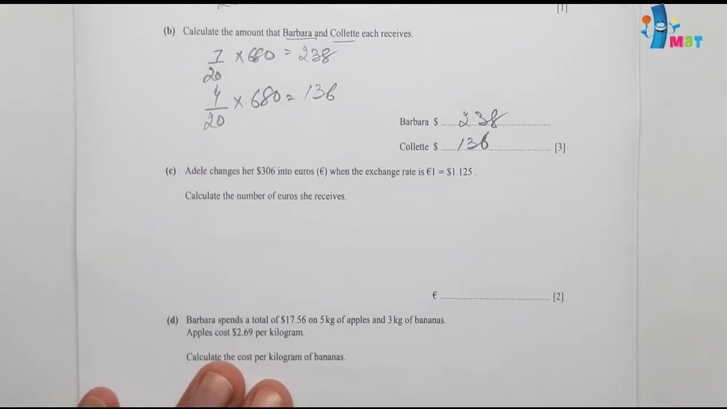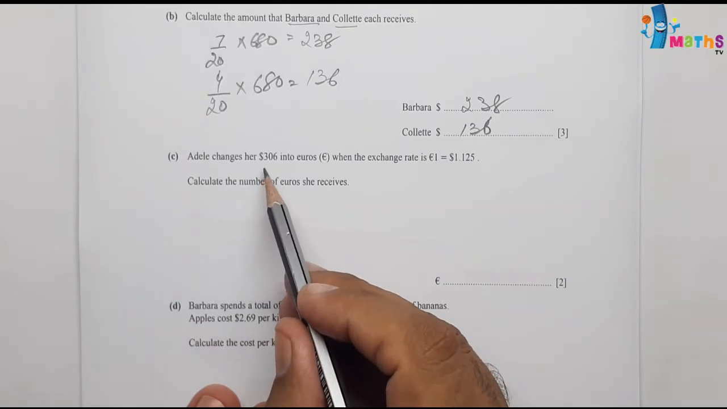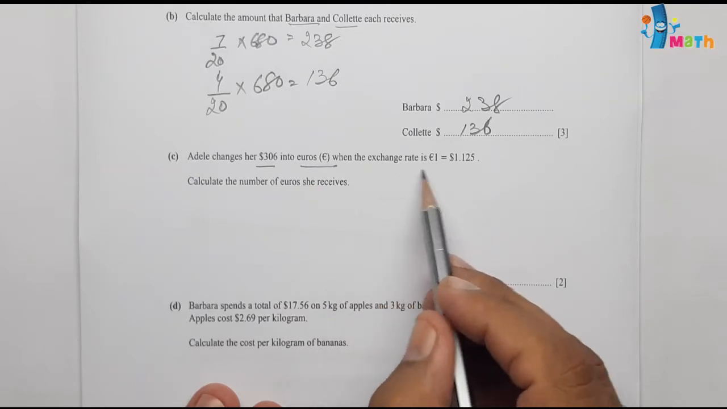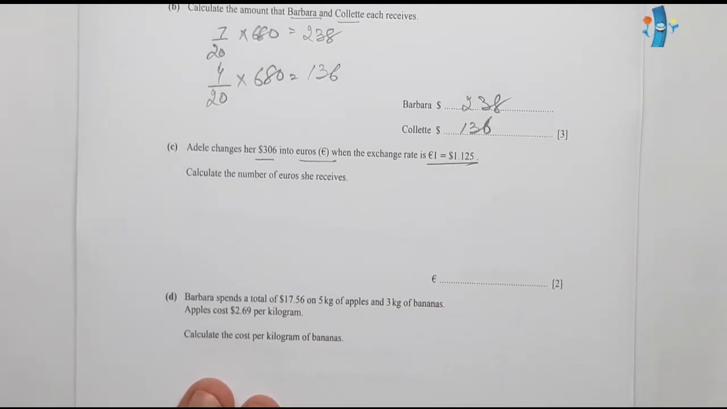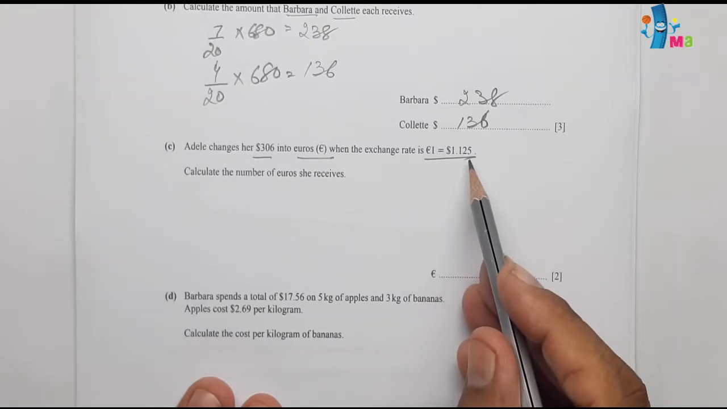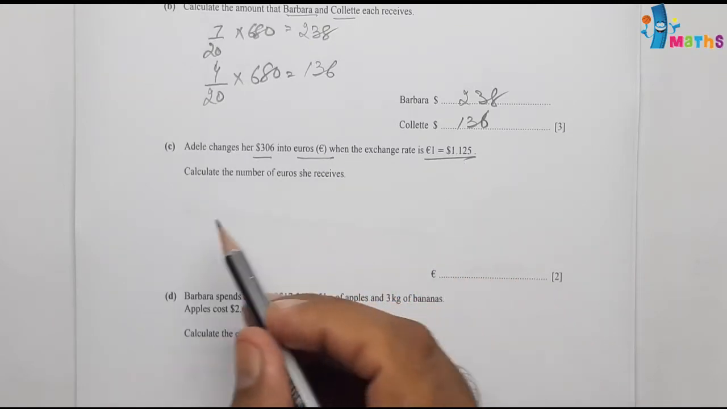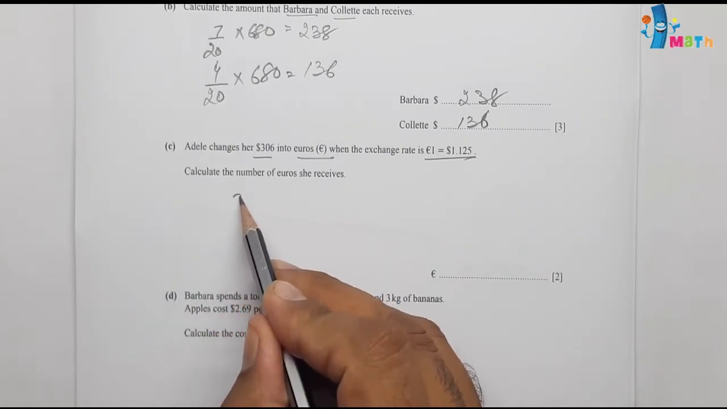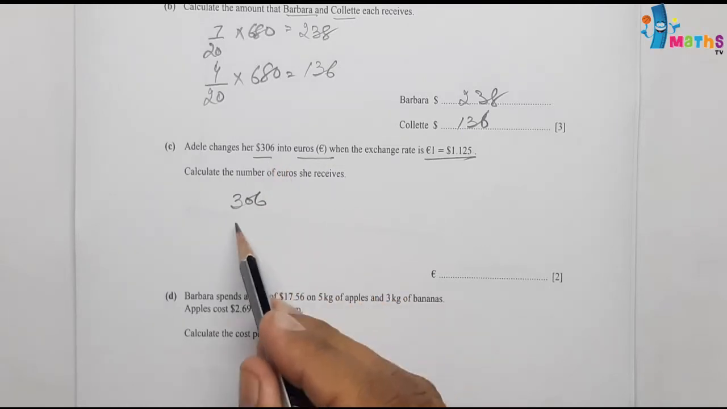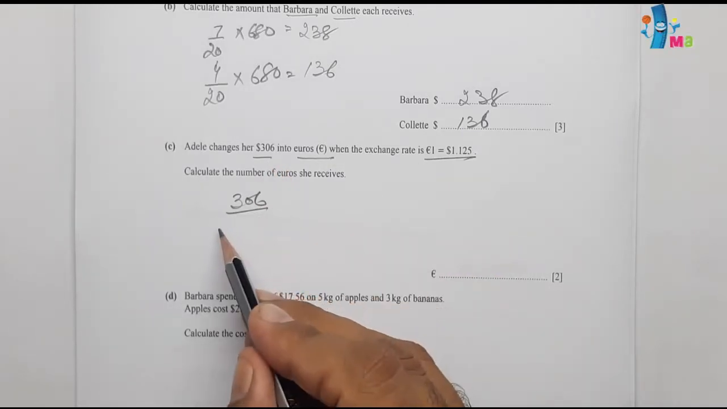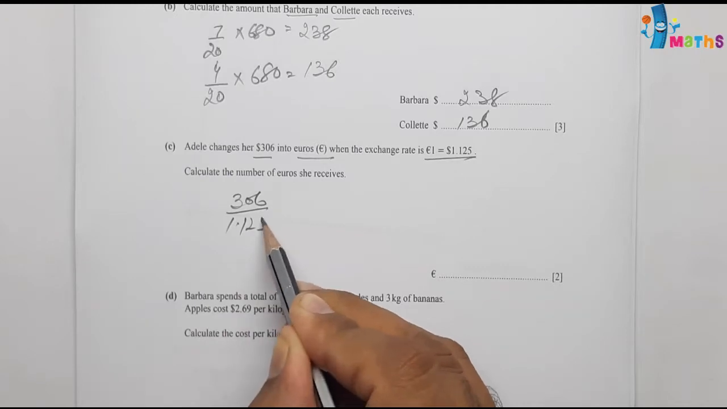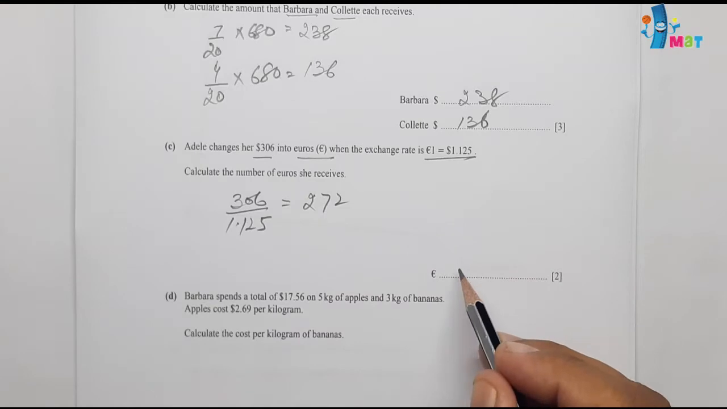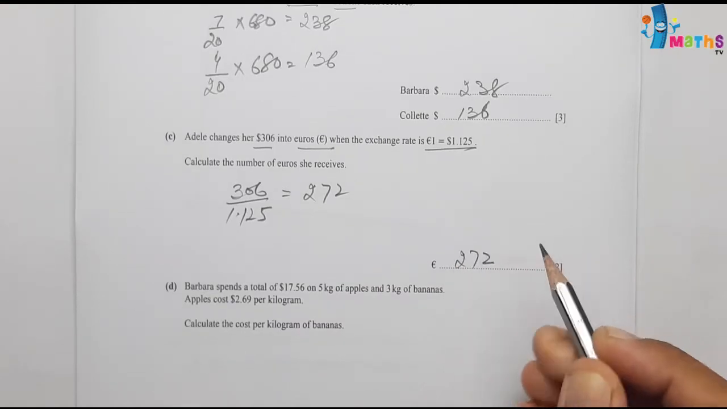C part, Adelaide changes her $306 into euros. The exchange rate is given: 1 euro is equal to $1.125. So calculate the number of euros she received. We can convert $306 by dividing it by 1.125, and this will be equal to 272 euros. So the answer will be 272 euros.